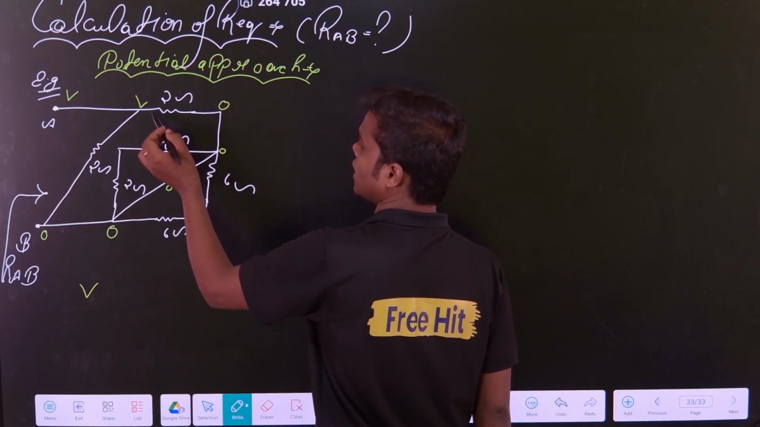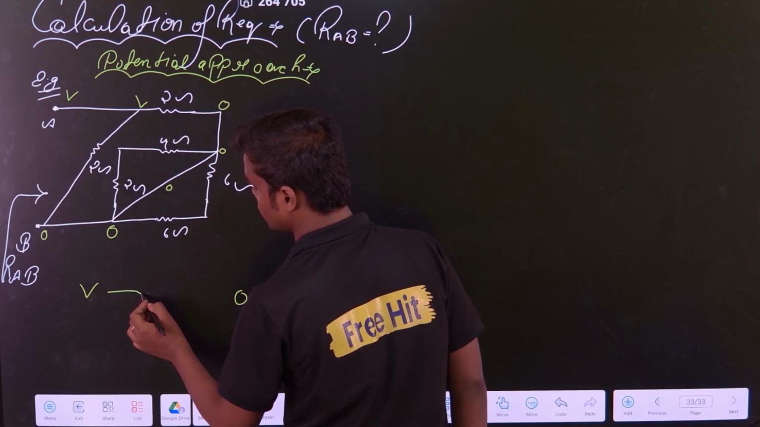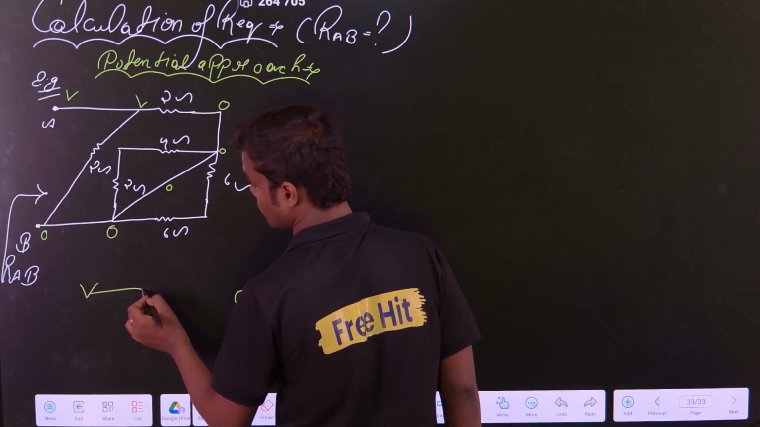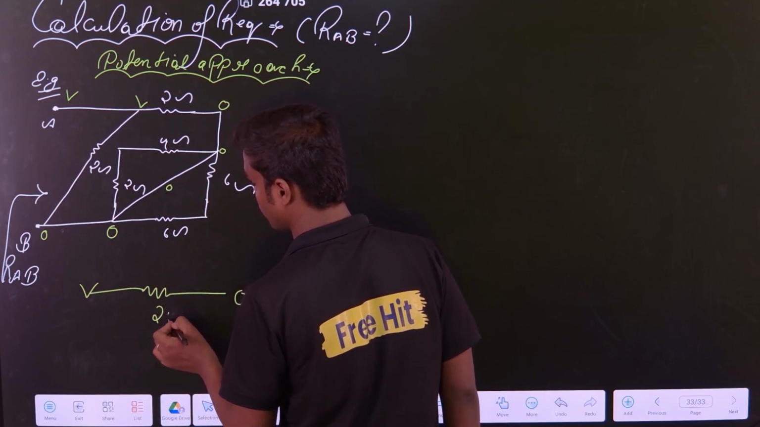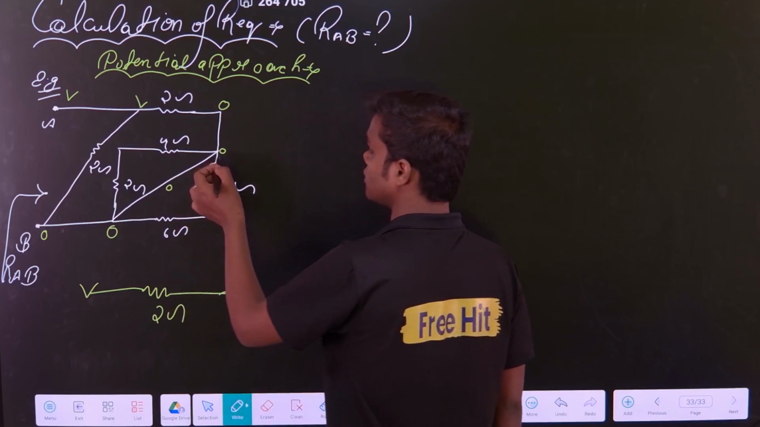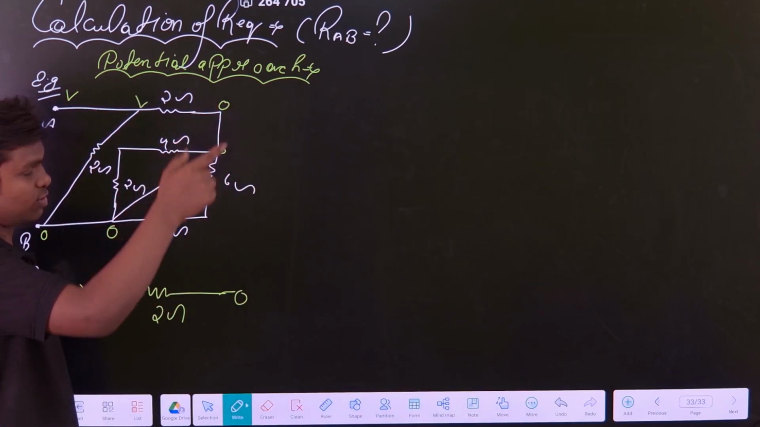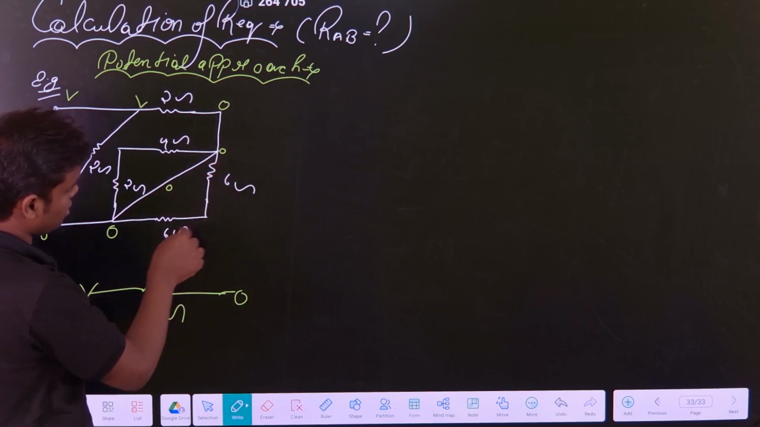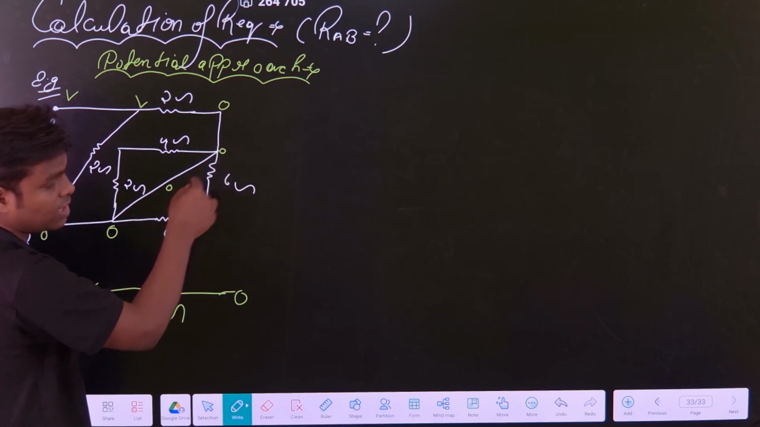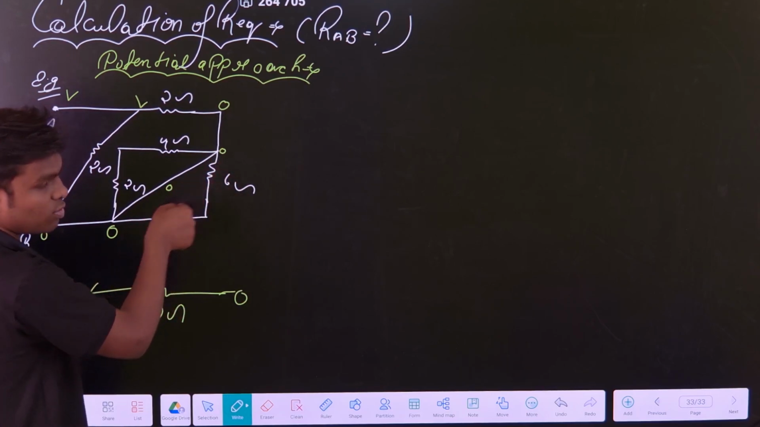See, between V and 0, we have one resistance of 2 ohm. So let us draw it. Okay, between V and 0 we have one resistance of 2 ohm, correct? Then you can see these two are in series. Again the same thing as in the last question. Basically 6 and 6, these two are in series directly, and they are between 0 and 0.